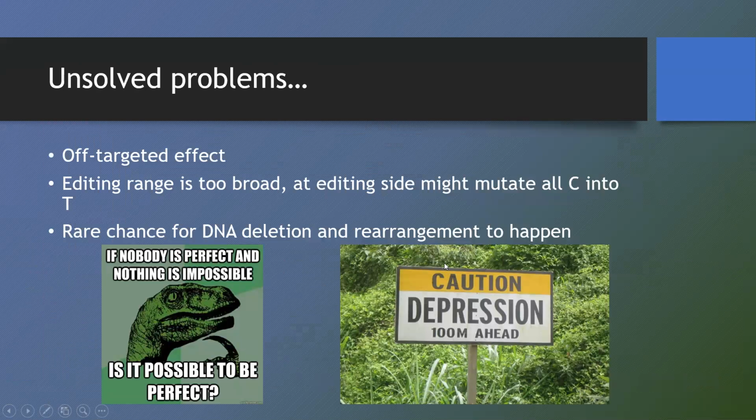However, even with these numerous advantages, there are still unsolved problems. The off-target effect could not be eradicated. Maybe the base editor has torn a bigger section than expected, so that nearby bases have been influenced or mutated from C base into T base. There is still a rare chance for DNA deletion and rearrangement to happen, unfortunately, since scientists haven't mastered genetic editing yet.